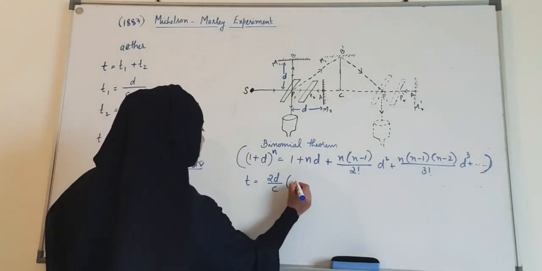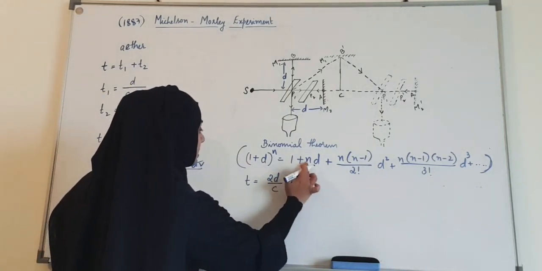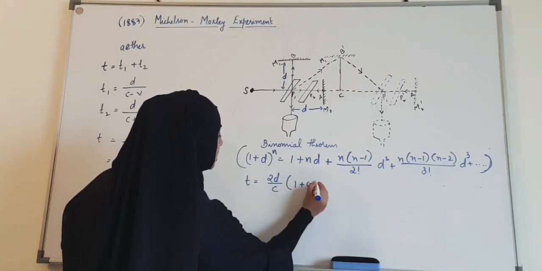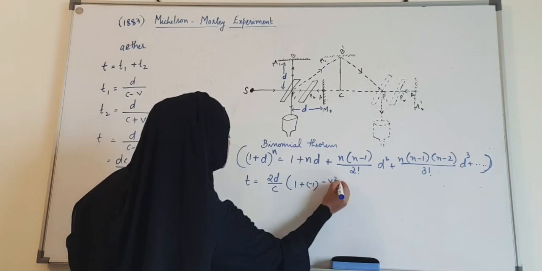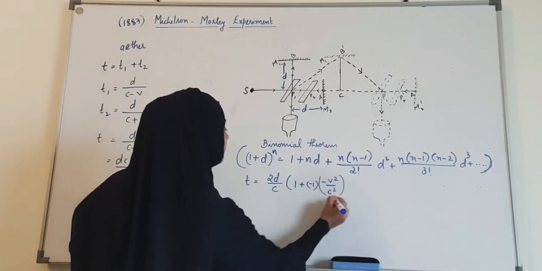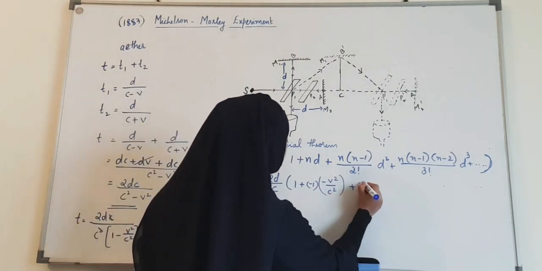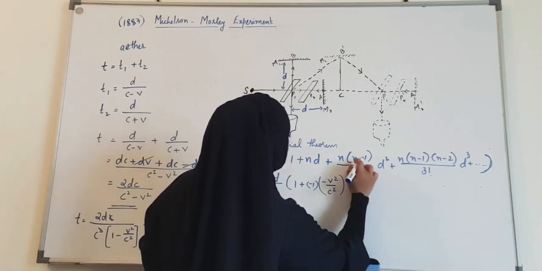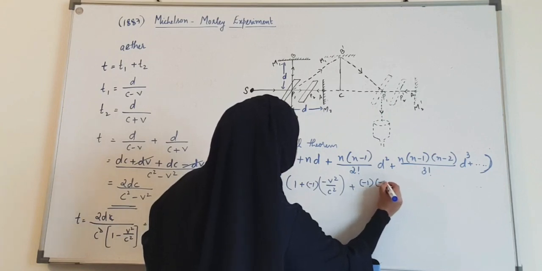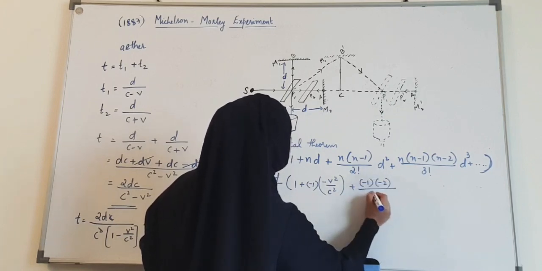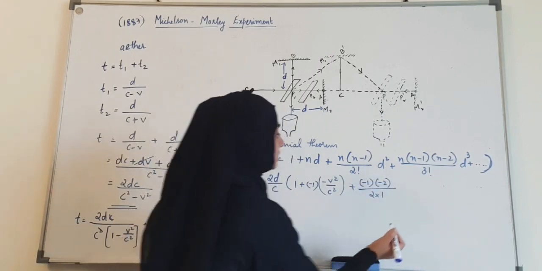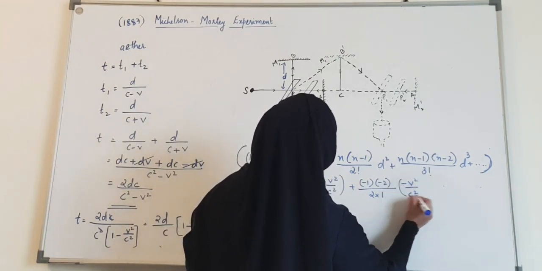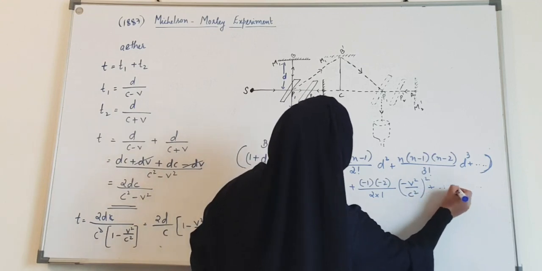It will become 1 plus n times d, so plus minus 1 times minus v square by c square, plus n is minus 1, minus 1 times minus 1, it will become minus 2 divided by 2 factorial, means 2 times 1, d square is minus v square by c square, the whole square, plus etc.